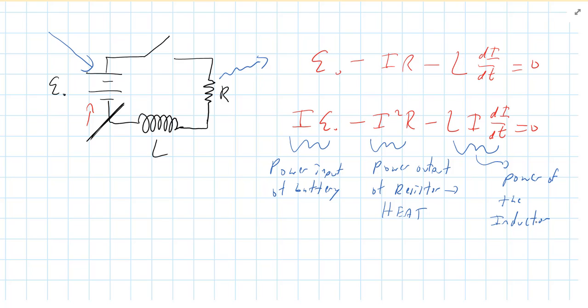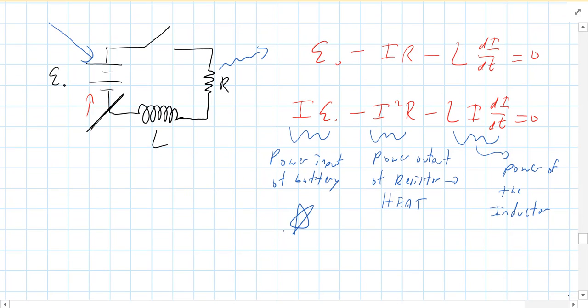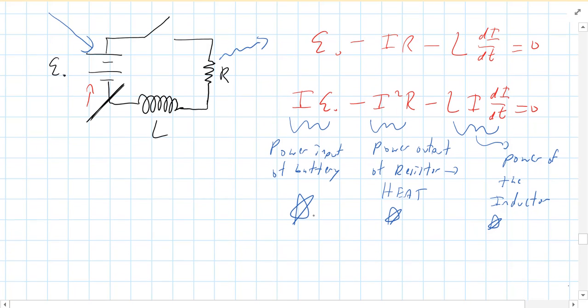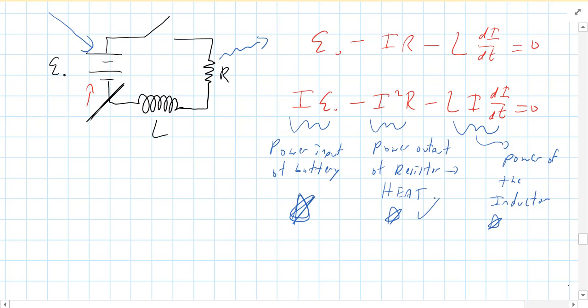Imagine you were pushing a block up a ramp with friction. This first term would be you doing positive work on the block. This term would be heat loss due to friction. This term would be gravitational potential energy, the rate at which you're increasing the gravitational potential energy of the block. Well, we basically have the same thing going on here. This first term is the rate at which you're adding energy to the circuit. This is the rate at which you're losing heat out of the circuit because of the resistor. And this is the rate at which you're storing electric potential energy.